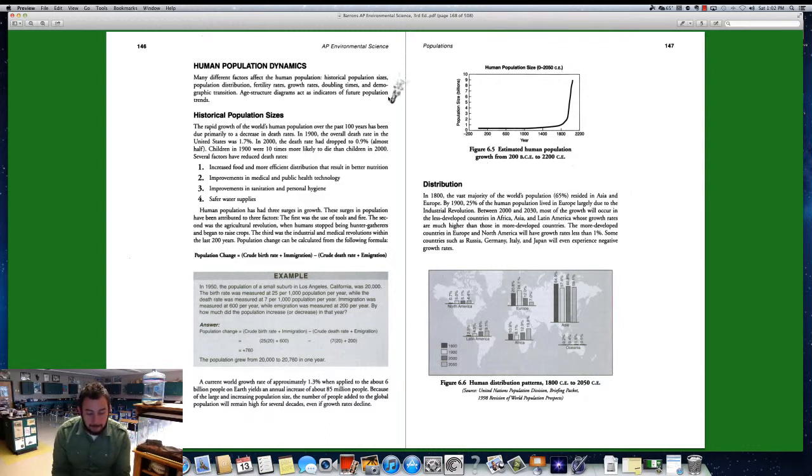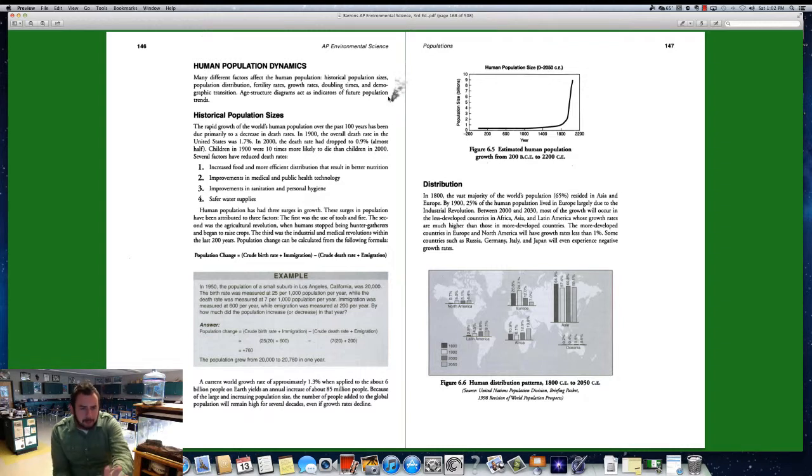Now, the human population has had three surges of major growth, and these have been attributed to three factors. The first was tools and fire. We got tools and fire, and we got population growth out of that. The second was the agricultural revolution, when we got better at farming. When humans stopped being hunters and gatherers and began to raise crops, that stemmed the second surge. And the third was the industrial and medical revolution, which has been happening within the last 200 years or so.